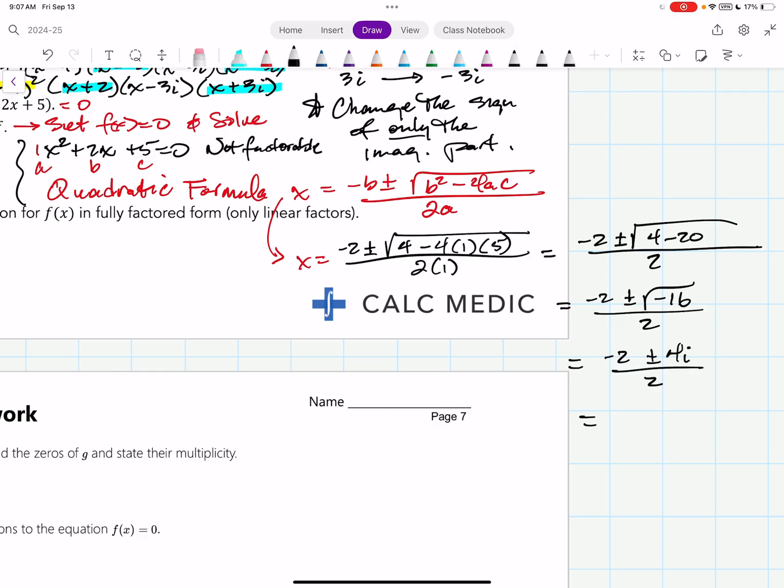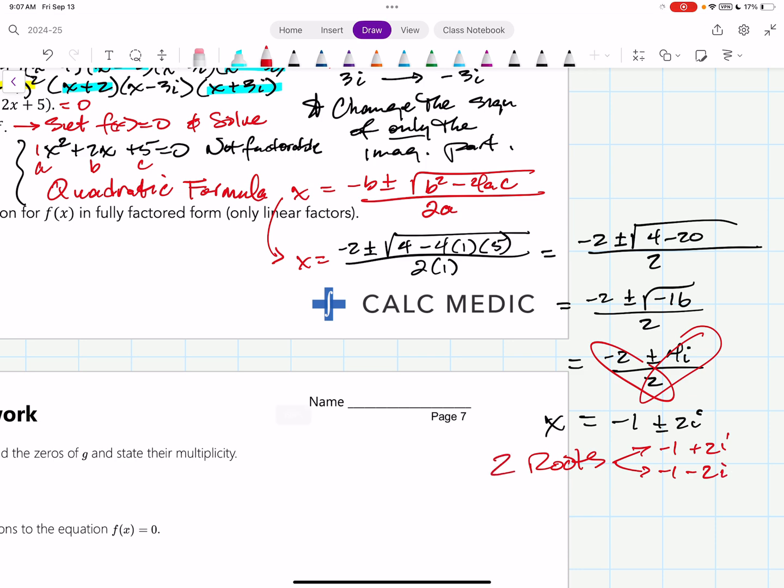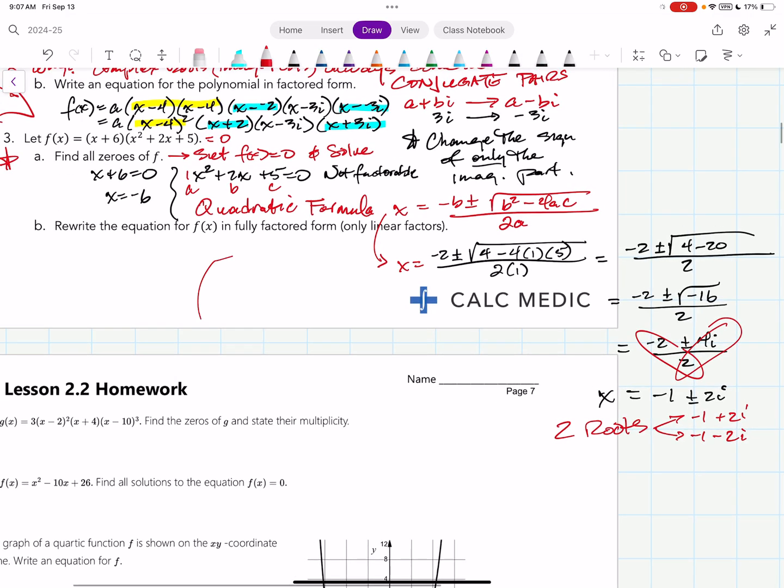And then you divide them both by 2. You got to divide both numbers by 2. So you get negative 1 plus or minus 2i as your roots. Okay, so the roots, look, there are two of them, right? The first one is negative 1 plus 2i, and then the second one is negative 1 minus 2i. So you have two roots. Okay, and then it says write your equation in fully factored form, which is what we just did earlier.